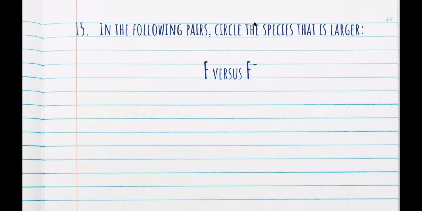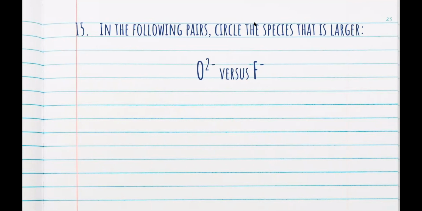We have fluorine and a fluorine anion. We know that when an atom gains an electron, it gets bigger because it needs more space for the electrons to repel each other. So in this case, our fluorine anion is going to be the larger one.